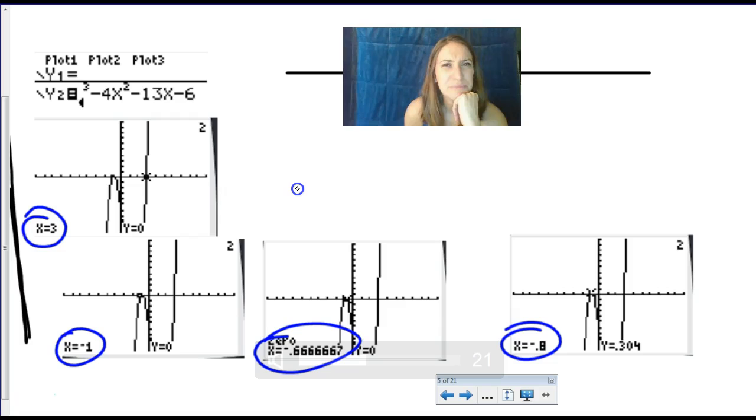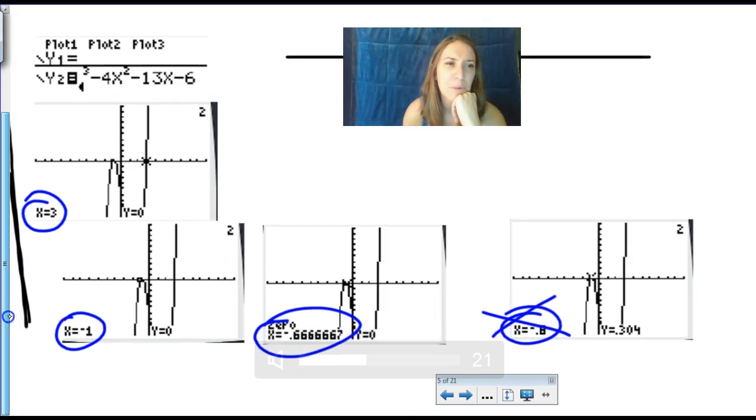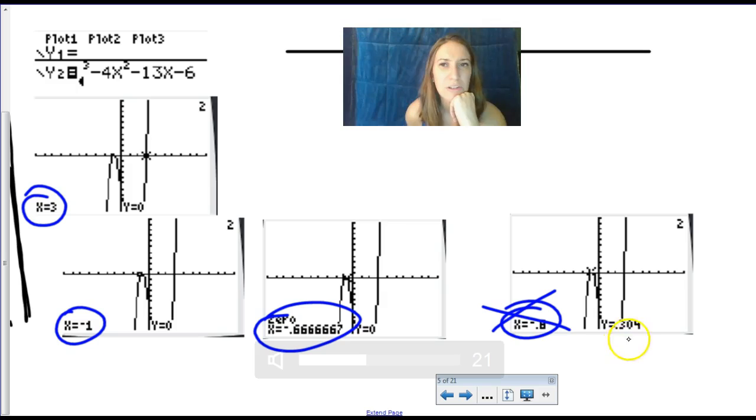Oh boy. Oh no, I don't know what that is. Anywho, I'm only looking for my zeros. This -0.8, 0.304. Oh, I know what that is. I bet that's when they plugged in some numbers. They're trying to show us that it gave us a positive outcome.